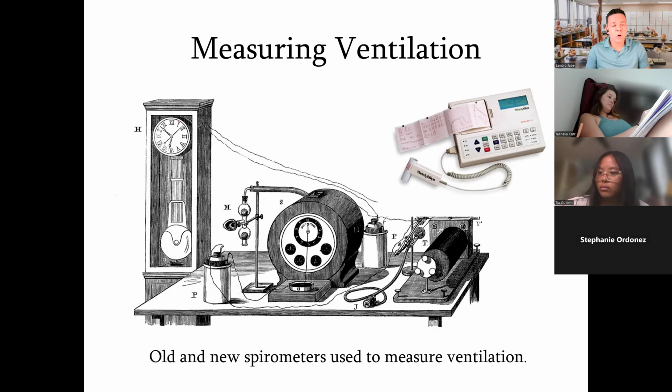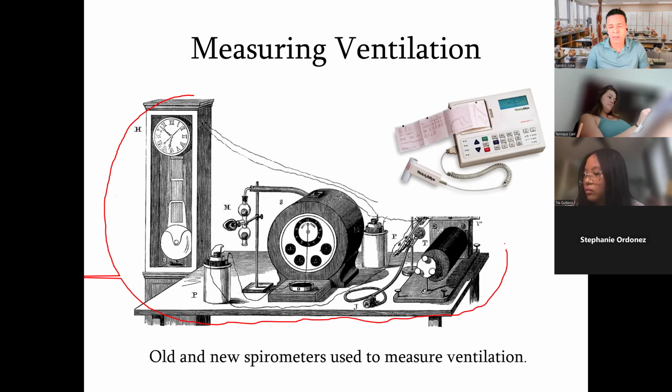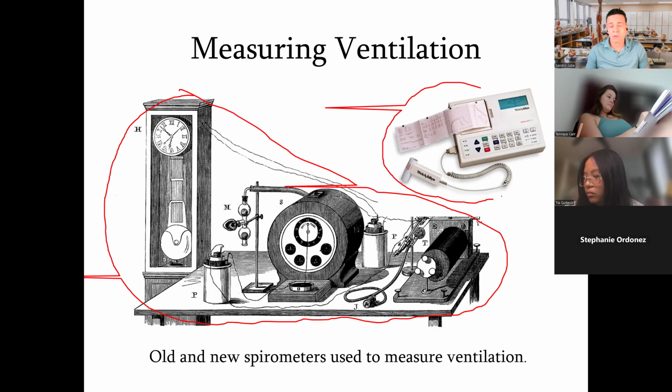And we can see here an old spirometer. It was a huge machine. It would occupy an entire tabletop. But now spirometers are very small. It's like a little box in which we can breathe through a tube, and then we can inhale and exhale, and we can get a measure of our lung ventilation. And by measuring our lung ventilation, a doctor can determine how well your lungs are functioning, if you have any type of lung disease, okay?